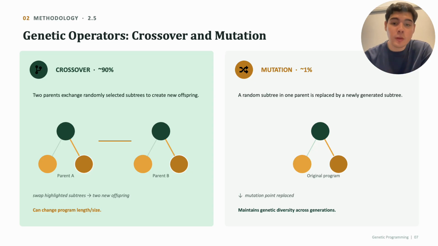Mutation, on the other hand, is used only about 1% of the time. On a single parent, it picks one random subtree and replaces it entirely with a newly generated one. Its job isn't to combine good traits. Instead, it's to inject fresh genetic material so the population doesn't get stuck exploring the same narrow set of ideas. Together, these two operators plus straightforward reproduction are really the entire engine of GP's search.